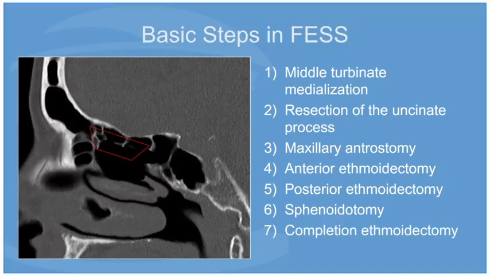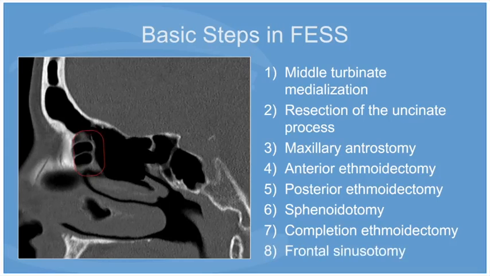Now, at this point, the skull base should be easily identifiable, and the surgeons will typically then proceed with completion of the ethmoidectomy to remove any residual ethmoid septations along the anterior skull base and lamina papyracea. Finally, the frontal recess is addressed with removal of the upper portion of the uncinate process and any air cells in the frontal recess region.